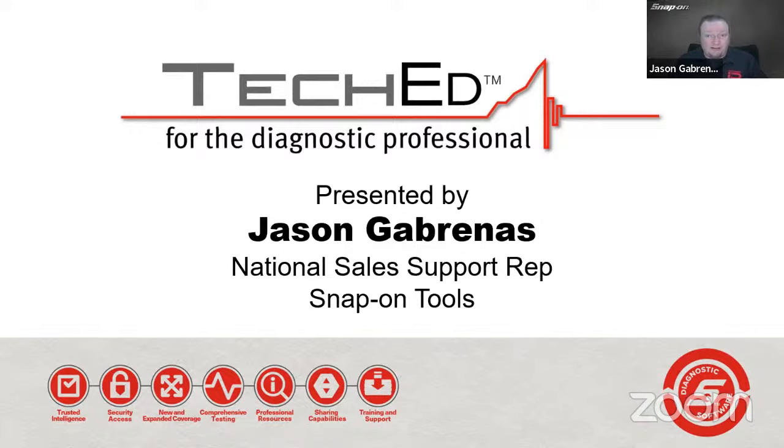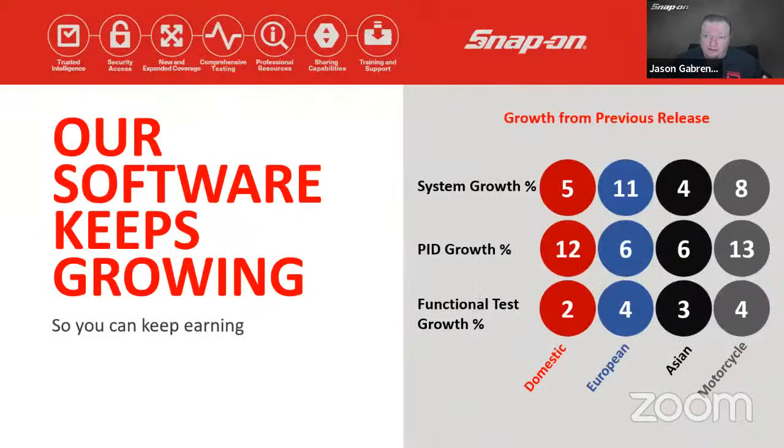So let's dive into the software. First, we're going to start high level with the numbers. We're going to talk about how this release has grown since the last release, which was back in October. As we can see, we've got it lined out: domestic, European, Asian, and motorcycle. System growth is 5, 11, 4, and 8%. PID growth, that's data coverage, is the number of additional data PIDs you have over and above what you had before. So it's 12% more than you had before, 6% more on the European, 6% on the Asian, and 13% more on the motorcycle. And then we can see the numbers down here on the bottom.